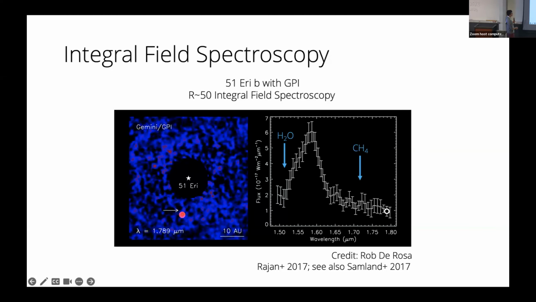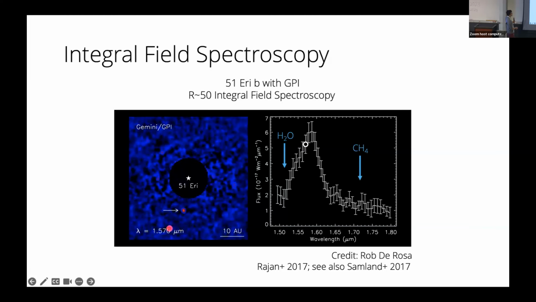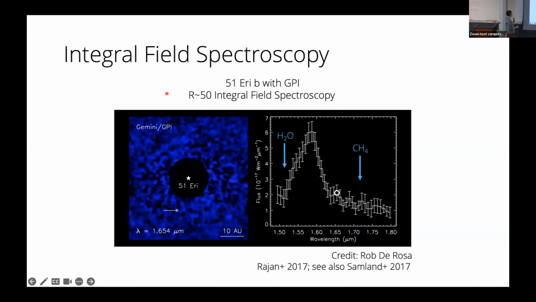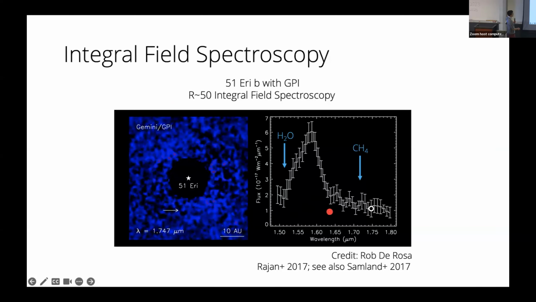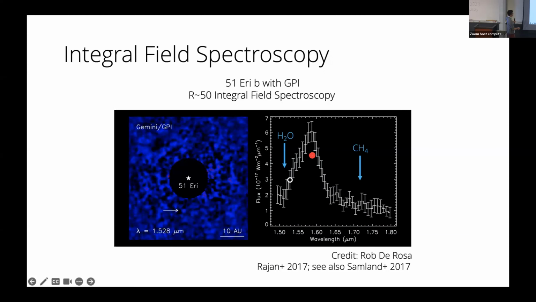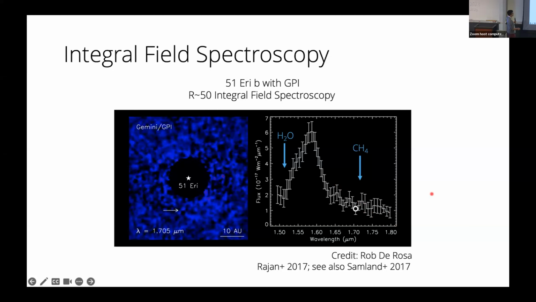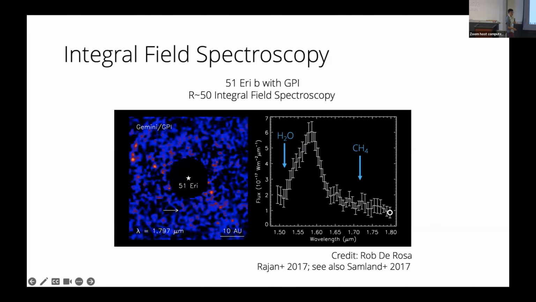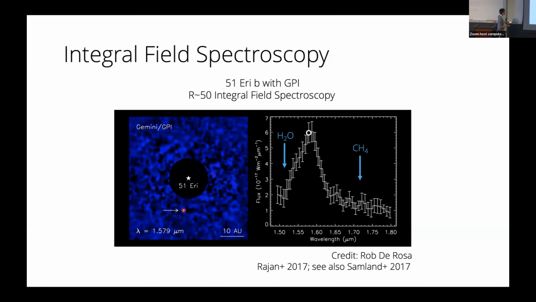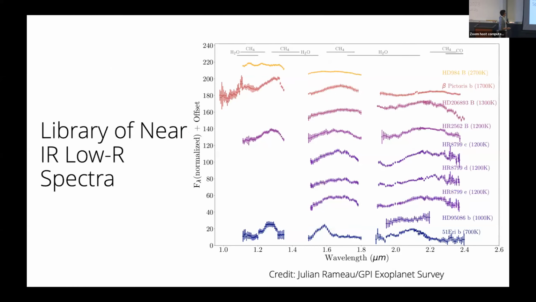and this is how we're able to obtain the low resolution, R about 50. So this is lambda over delta lambda, telling you how fine our wavelength sampling is. We can observe these broad molecular absorption bands to give us a sense for what the composition of these planets are. So with that, we're able to actually obtain spectral libraries of low resolution spectra.